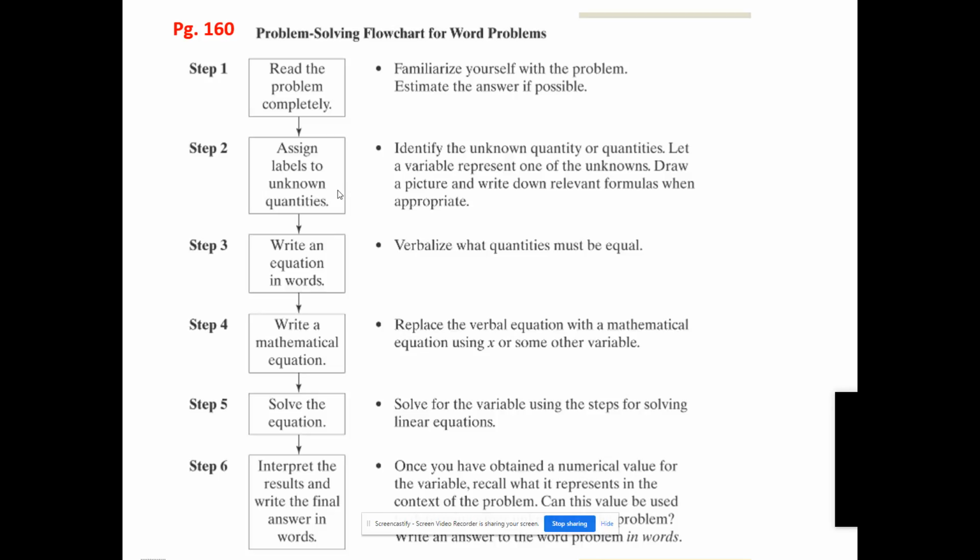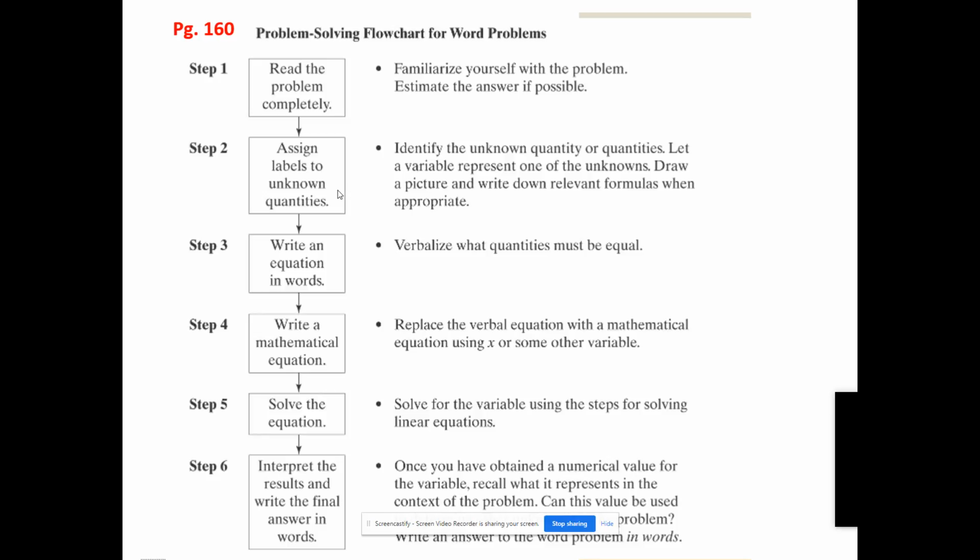So just to quickly go through them, step 1, you want to read the problem completely. It might take a couple times, but you want to read through the problem so you know exactly what you're setting up and what you're solving. Step 2, you want to assign labels to the unknown quantities. So for what you don't know, you want to assign a variable. Usually X or Y are the most common, but you can use whatever variable you want.